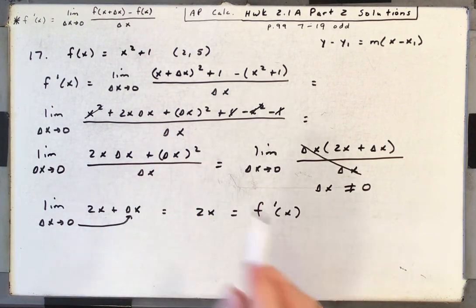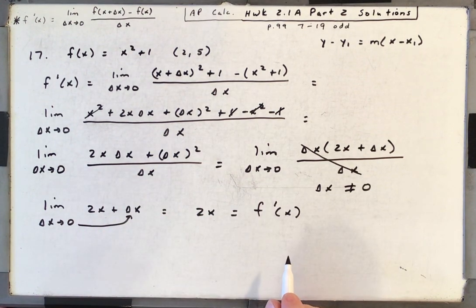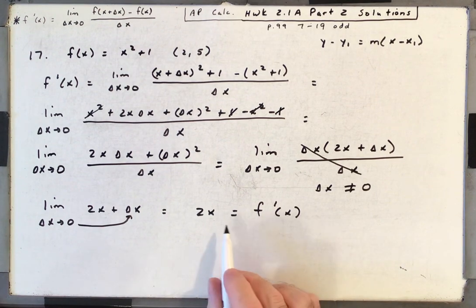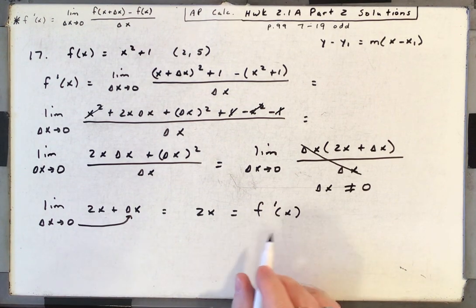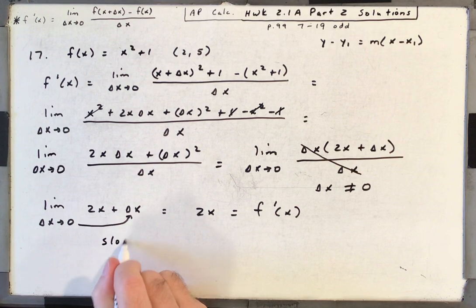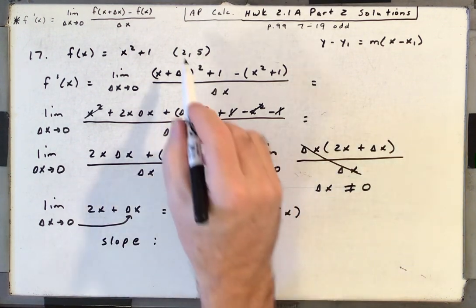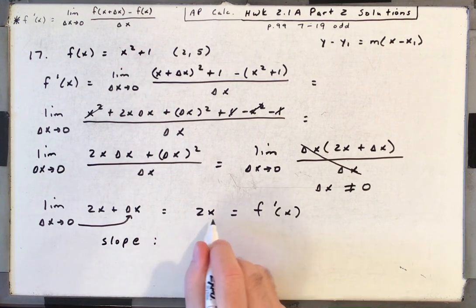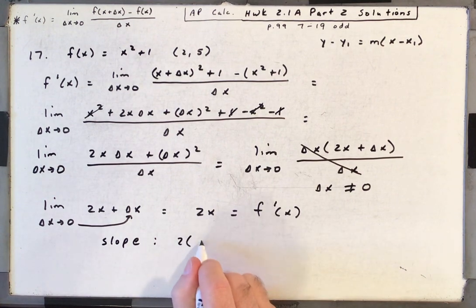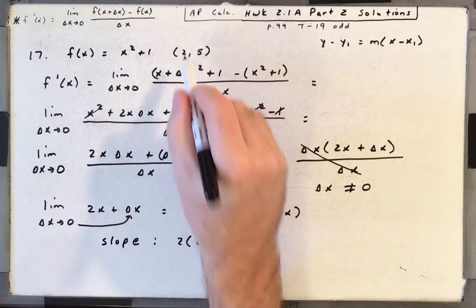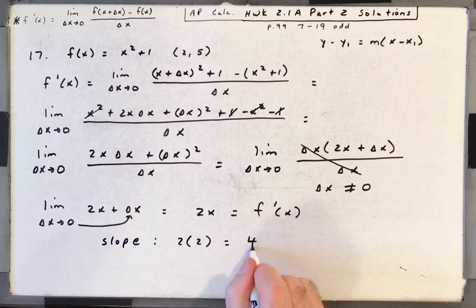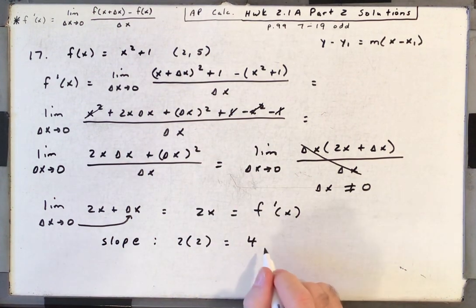You'll be able to do that in about half a second in a few days. Okay, that's f prime of x. So the slope is going to be, you plug the x value into this equation. So 2 times 2, the x value is 2. So that's 4. So that is our slope.